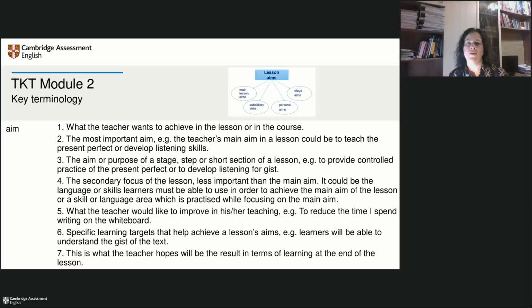Okay, I think Antonina is revealing the answer to number 2. This is the main lesson aim. You're absolutely right. Good. Okay, let's consider 3. Stage aims. Good. How about number 4? Who can give me the answer? Alexandra, well done. It is a sub-aim. Right. How about number 5? Do you know that? Personal, right?